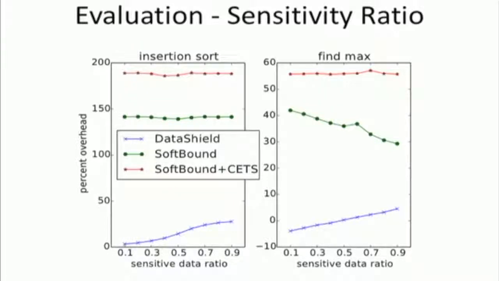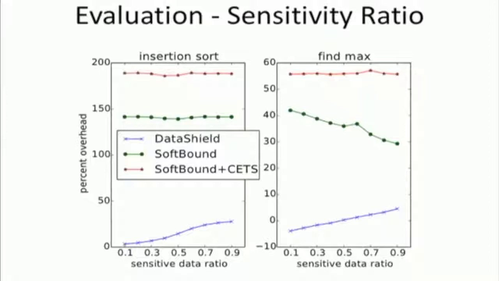Sorry, yeah. How come the overhead is below zero? So there's a couple different sources of speed up in the program. One is that when we do the sensitive regions, we're changing the locality and cache effects. So we actually observed in doing our benchmarks that we would tend to speed up programs by using our partitioning and changing the way the allocator works.